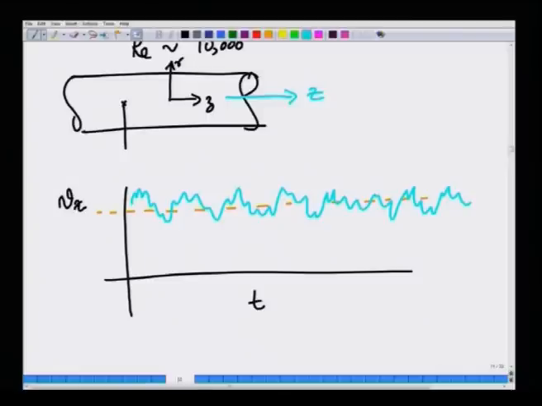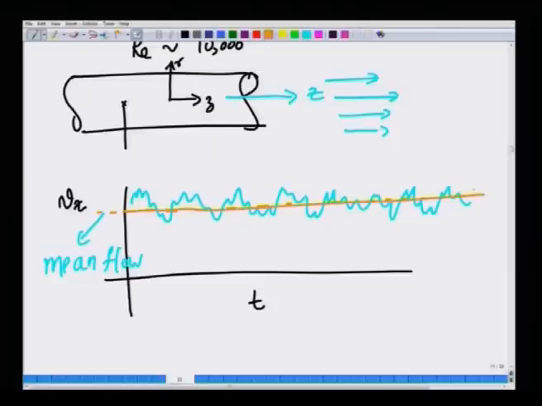the velocity fluctuates wildly, but it fluctuates wildly about a mean velocity, because there is a mean flow in the z direction. So, there is a mean flow. If you were to average this fluctuating velocity over a significant time, you will get this orange line, that is the mean flow. The mean flow is the time averaged velocity in a given direction.